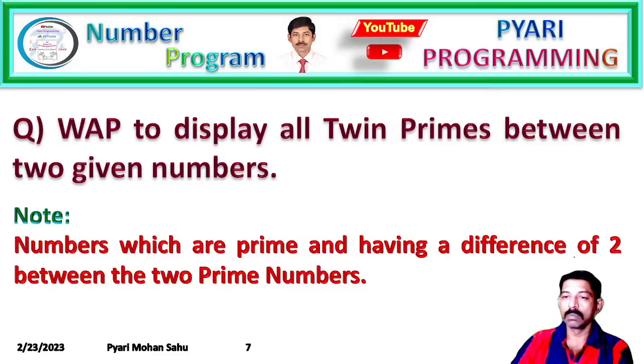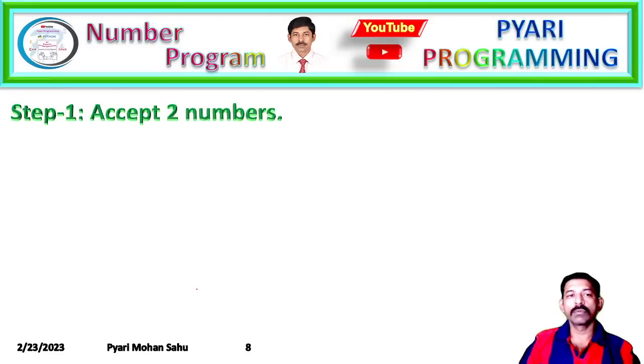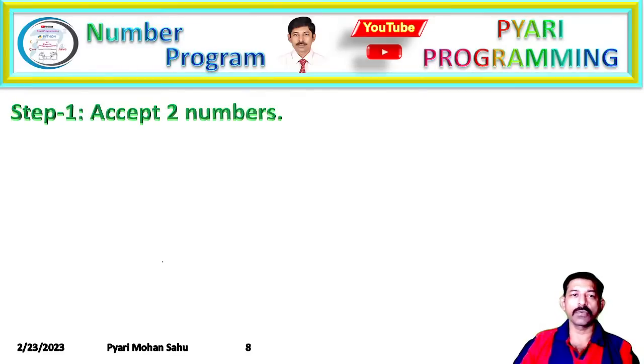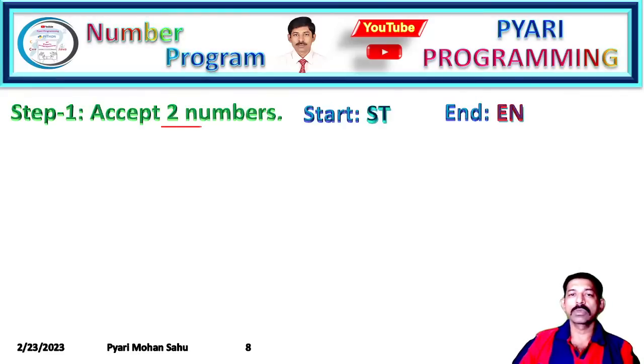The number which are prime and having a difference of 2 between the two prime numbers. So let's see few examples how to do this. First of all, I need to accept two numbers over here because it is saying between two numbers. So suppose the start is your my st, I have stored the variable in st, and end is your en. So two variables will store the start and end position.